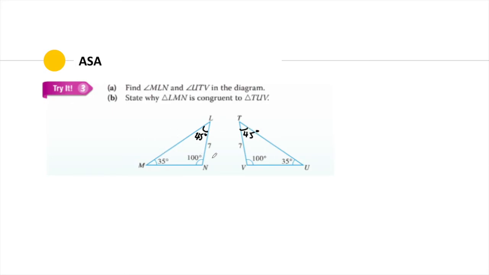So for angles, we can be a bit more lenient. We can go angle, side, that's fine. Because if these two angles are the same, naturally the third angle must be the same. So it's really up to you. But we can also go with angle, side, angle, that's fine. So we know that the third angle here is 45 degrees. So we know that angle MLN is equal to angle UTV, which is equal to 45.